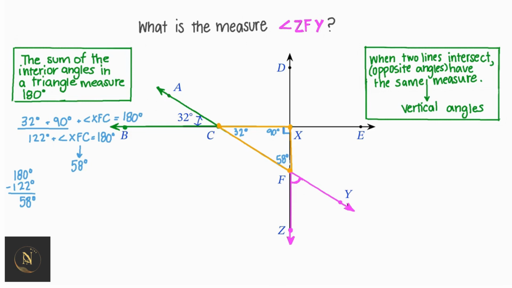But we are still looking for the measure of angle ZFY, here in pink. To find that, we'll go back to the first rule we started with. We need to go back to what we know about vertical angles. When two lines intersect, opposite angles have the same measure. Our unknown angle, ZFY, is a vertical angle of XFC. Angle ZFY must be equal to a measure of 58 degrees. Angle ZFY equals 58 degrees.